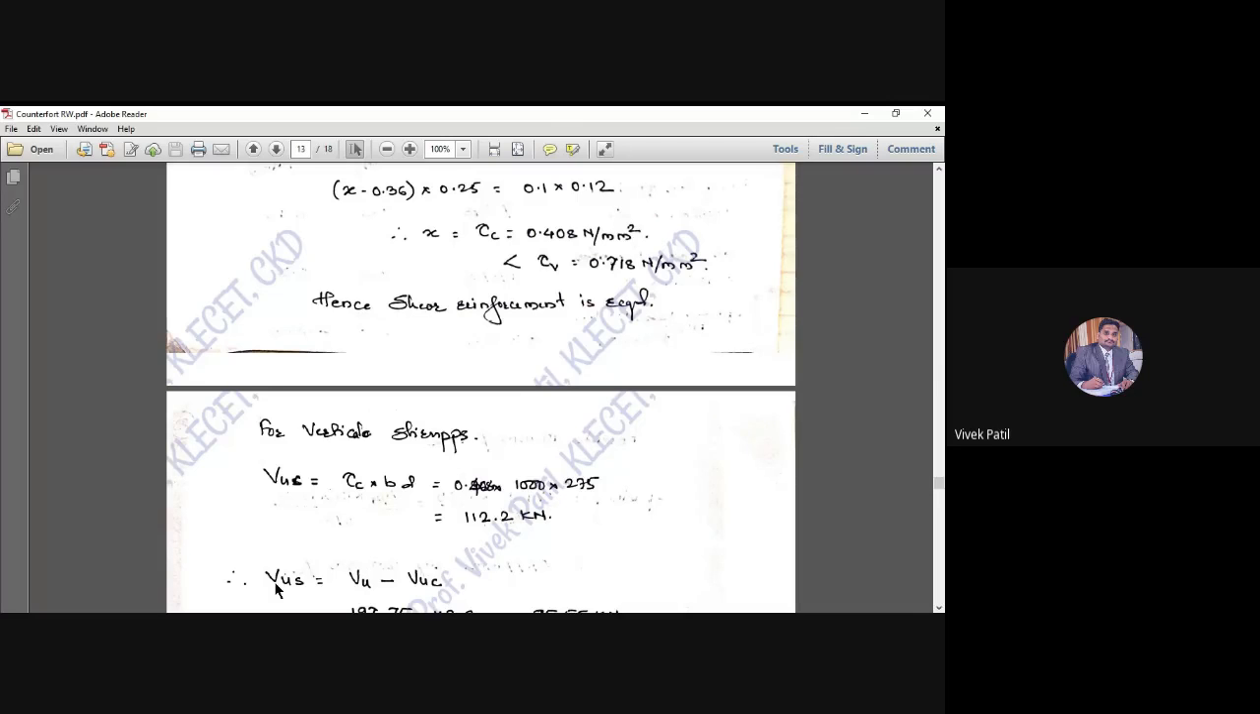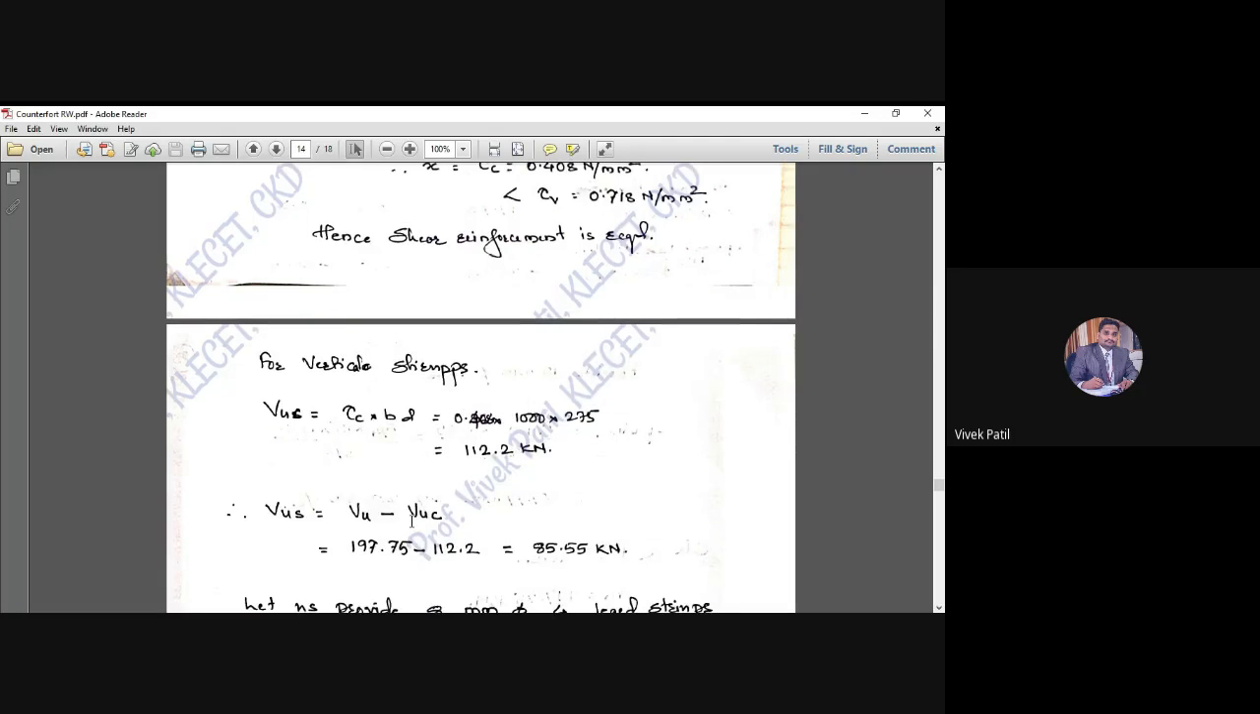Whatever shear load remains after removing the concrete's share is what is taken by the steel. How much shear force is induced in the steel, we have calculated: that was Vu minus Vuc. According to this, the value of Vus we have calculated is 85.55 kilonewtons. Now we are to calculate the spacing of the bars.